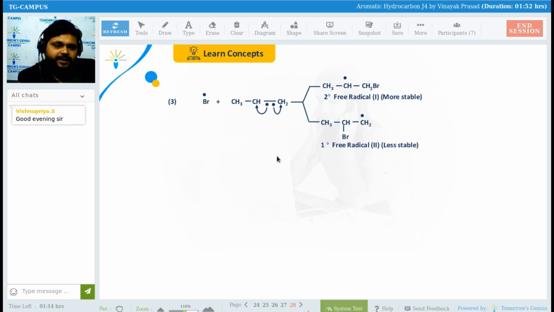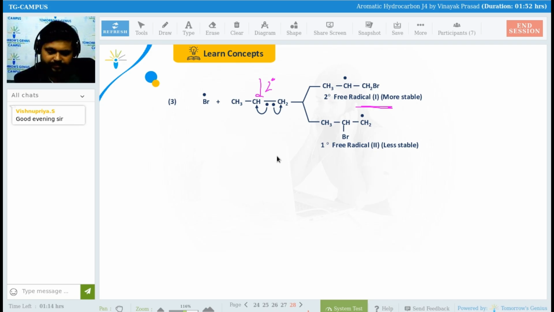Now see here. Here there is what? Free radical is there, Br, and carbon free radical is there. So 2 degree free radical is more stable than 1 degree free radical. So more stable will be what? 2 degree free radical will be more stable. Getting my point? So Br will attach to that carbon which is having 2 degree free radical.